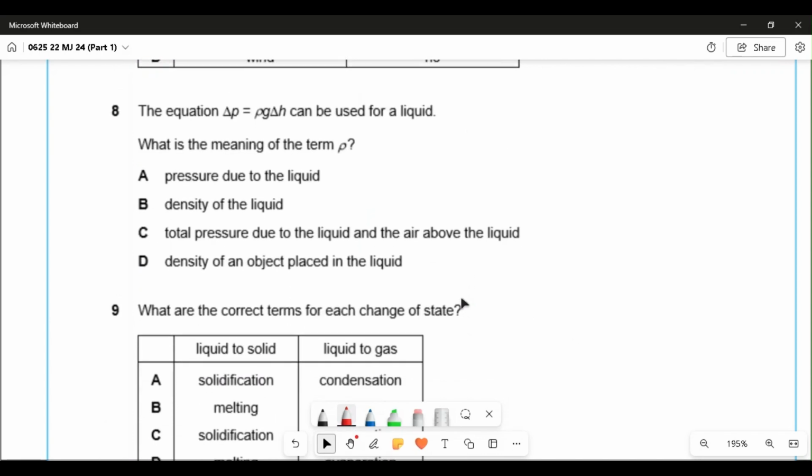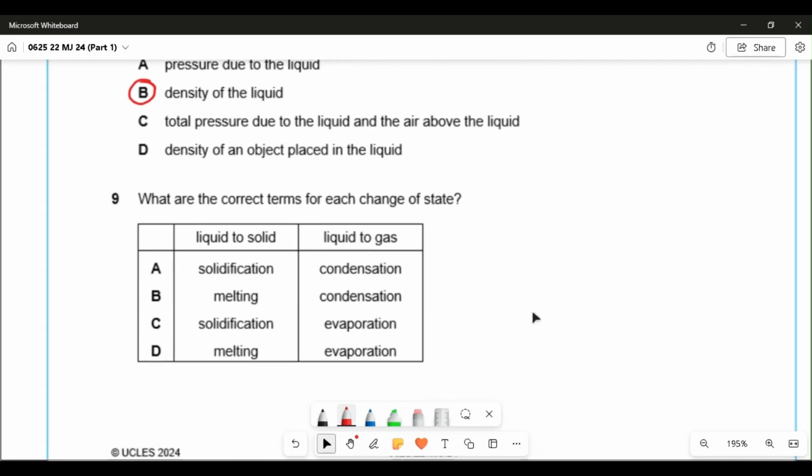The equation delta P is equal to rho g delta h. Delta P is the change in pressure, rho is the density, g is the gravitational field strength, or gravitational field acceleration, and delta h is the change in height. What is the meaning of the term rho? Rho represents the density, as I mentioned.